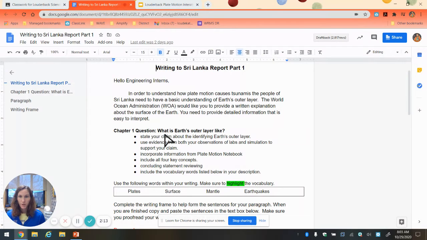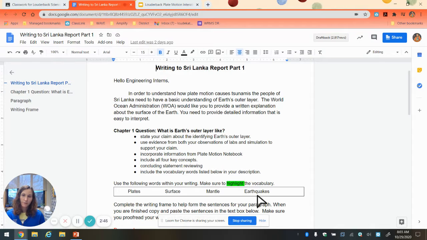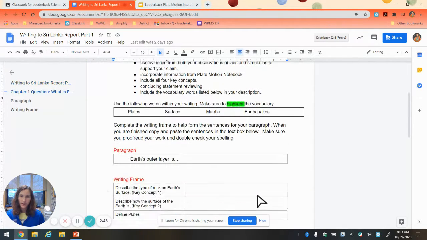So we have our chapter 1 question that we're going to answer for the people of Sri Lanka. What is Earth's outer layer like? We need to make sure that we state a claim identifying the outer layer, use evidence from our observations of labs and simulation to support the claim, incorporate information from our plate motion notebook, include all 4 key concepts, provide a concluding statement reviewing everything that we've looked at, and then, as always, incorporate the vocabulary words listed below. And those are plate, surface, mantle, and earthquakes. So at the end of our paragraph, we want to make sure we highlight those inside.